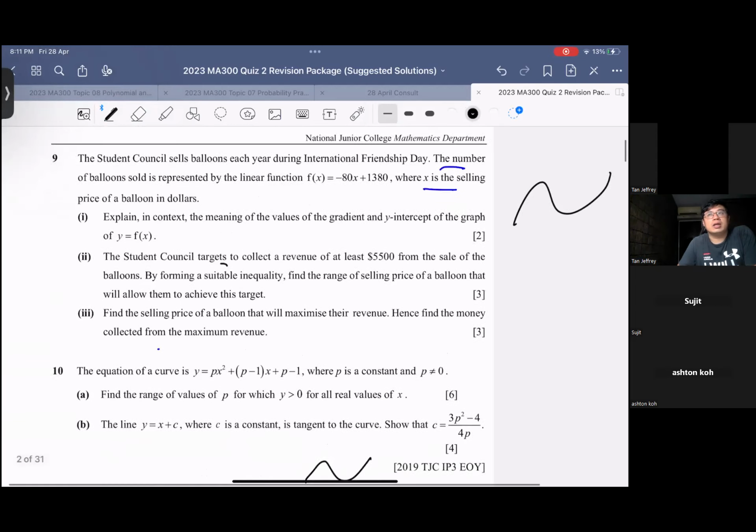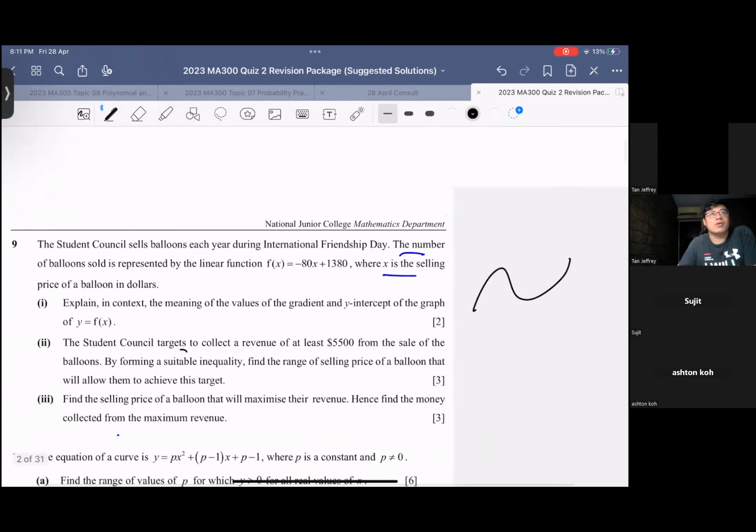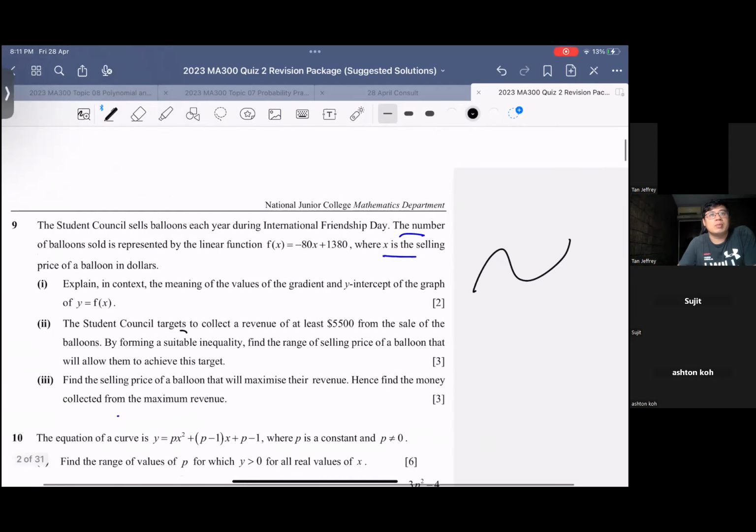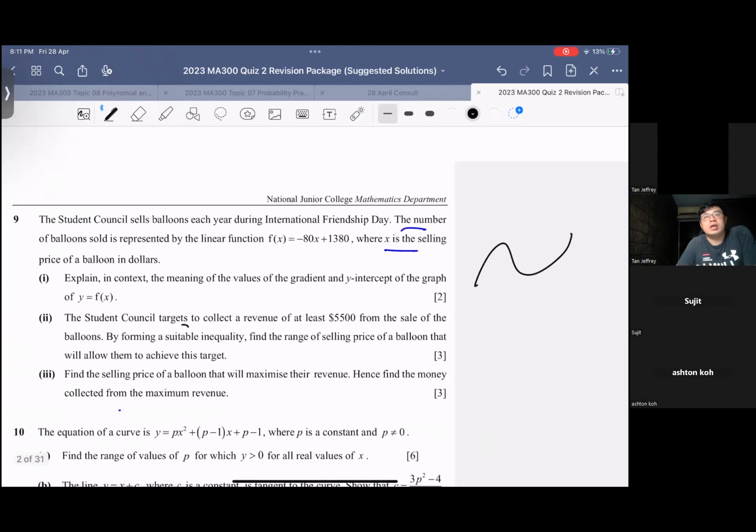Okay, so let's start with question 9. This is a revision only package, part one. Only part one. Okay, so it's all good. Basically the gradient, right? The y-intercept would be the price, right? Because y is the number sold. This is the number that is sold.